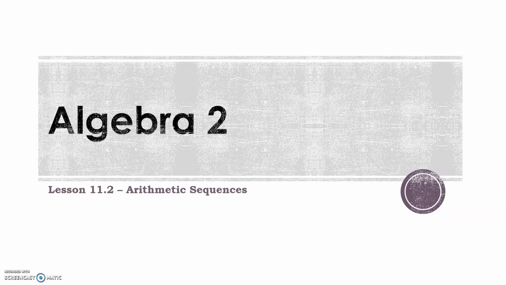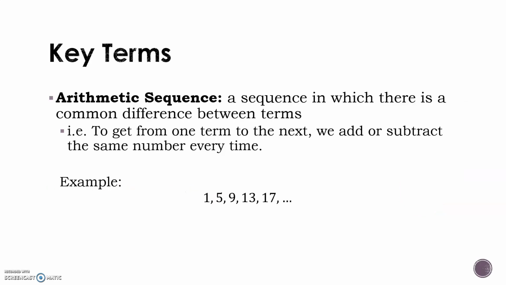All right, today we are going to start to break down sequences, and we're going to look at a very specific type of sequence called an arithmetic sequence. So first thing we need to do is define an arithmetic sequence. An arithmetic sequence is a sequence in which there is a common difference between terms.